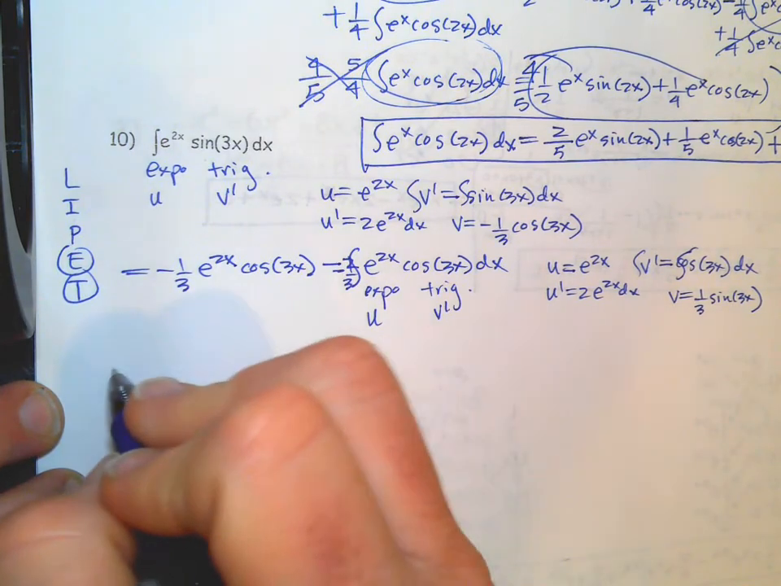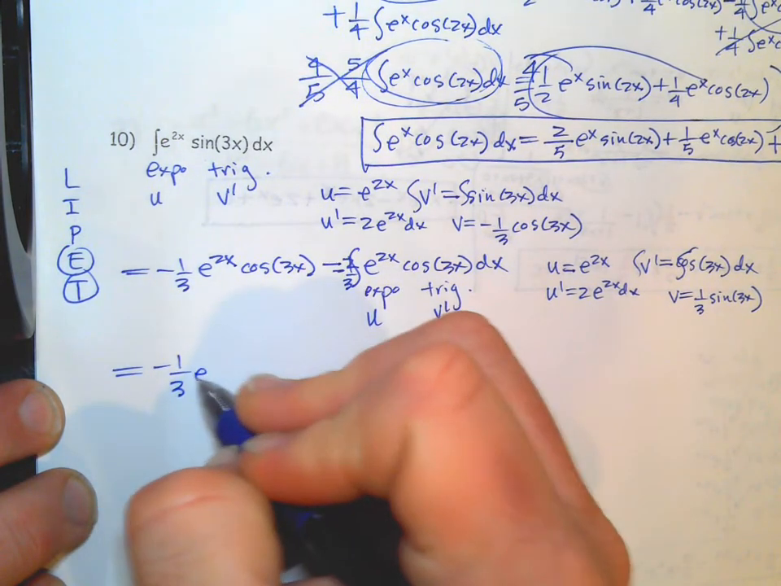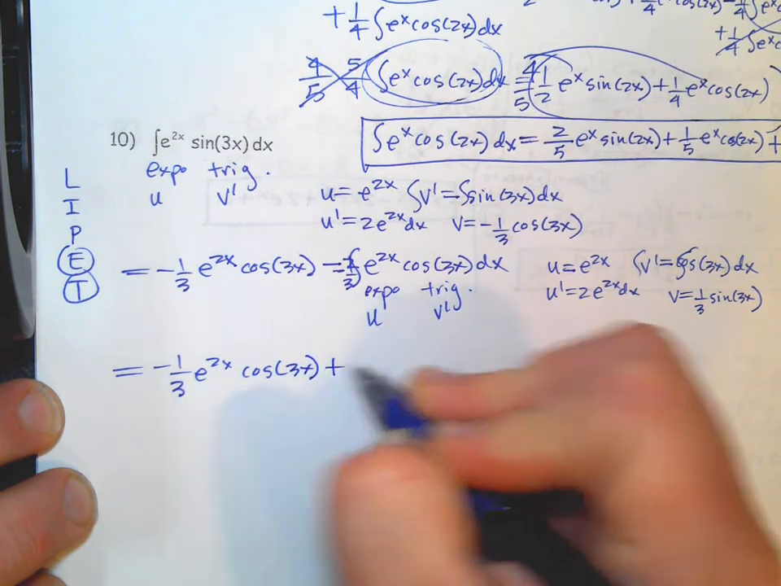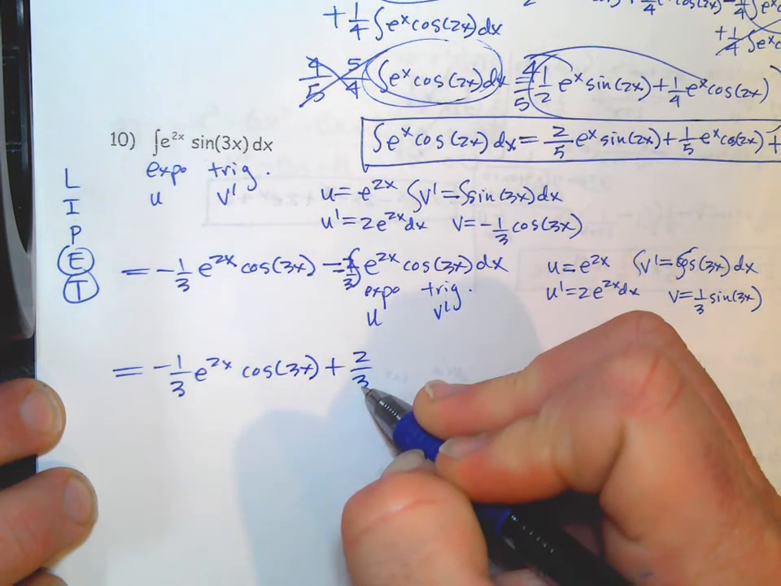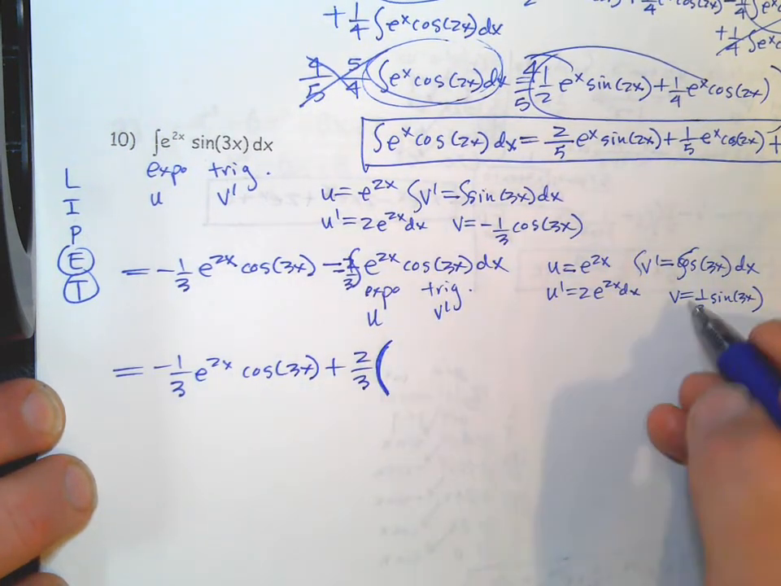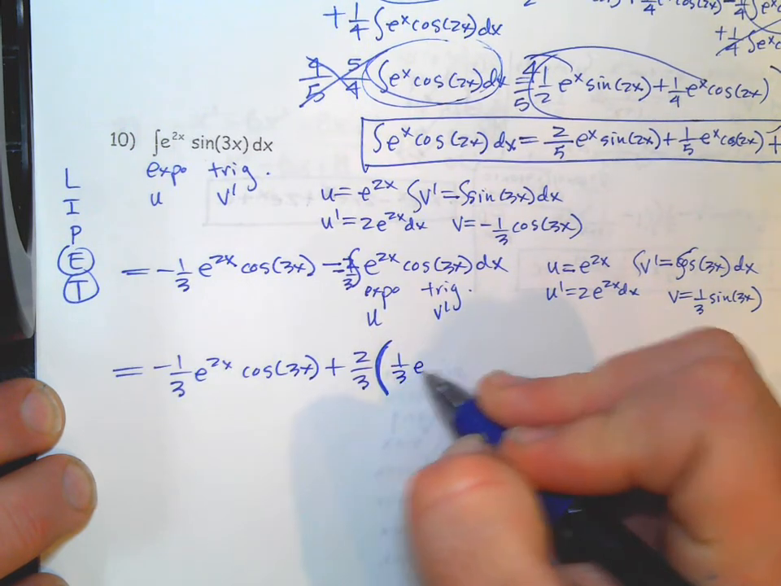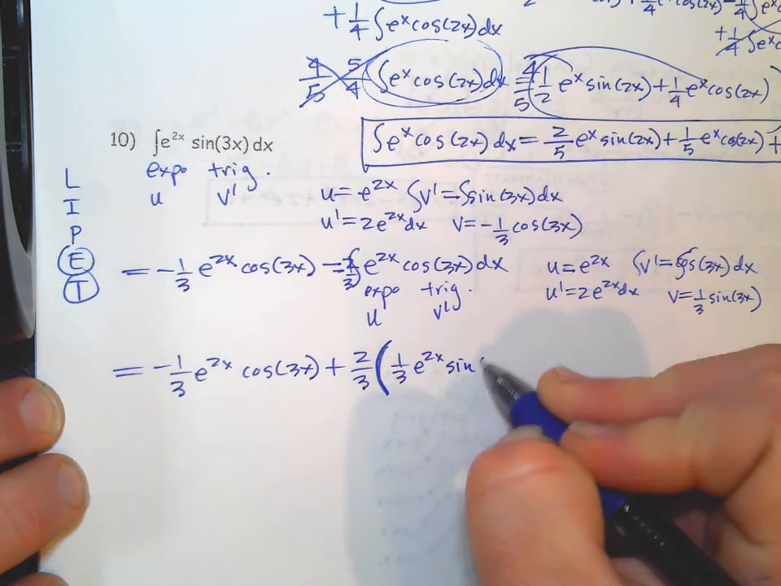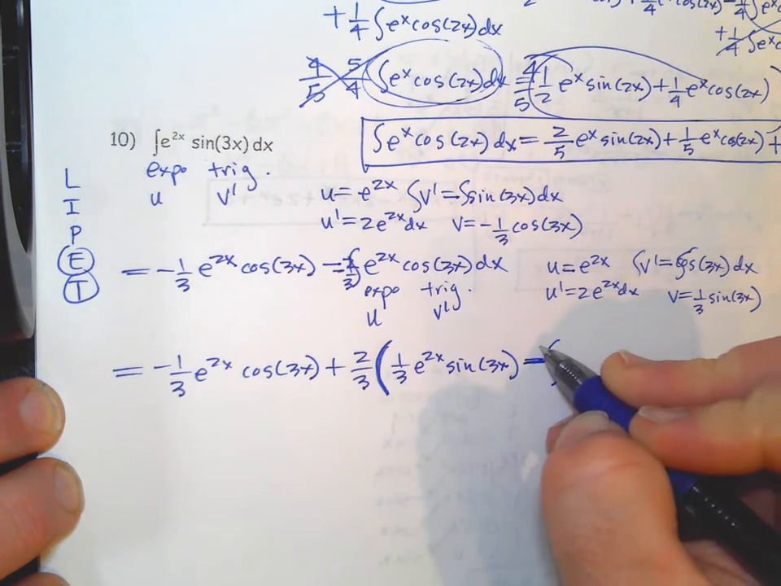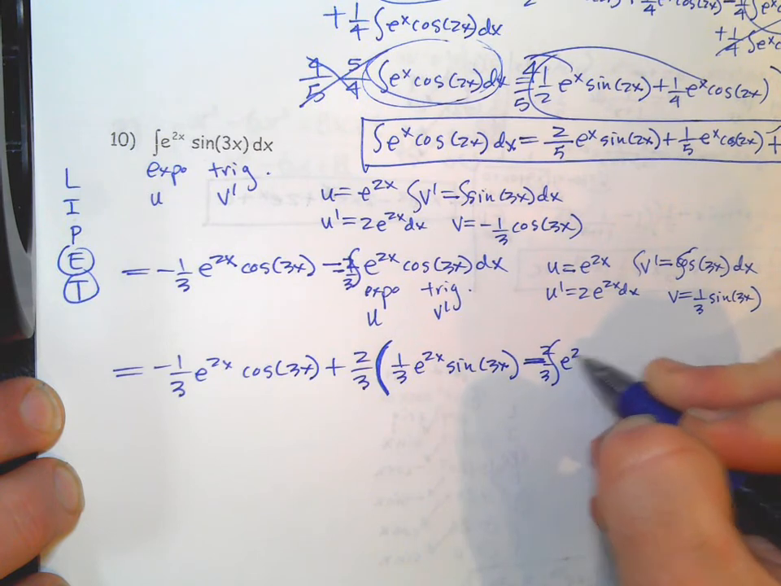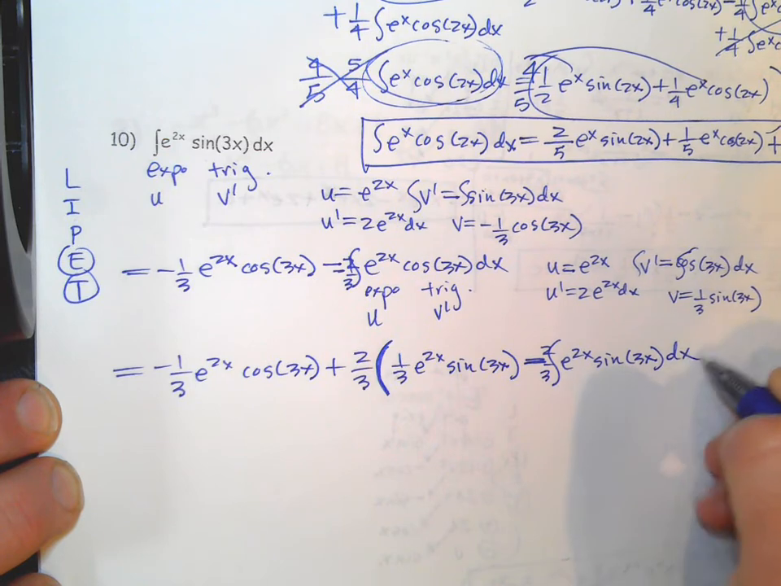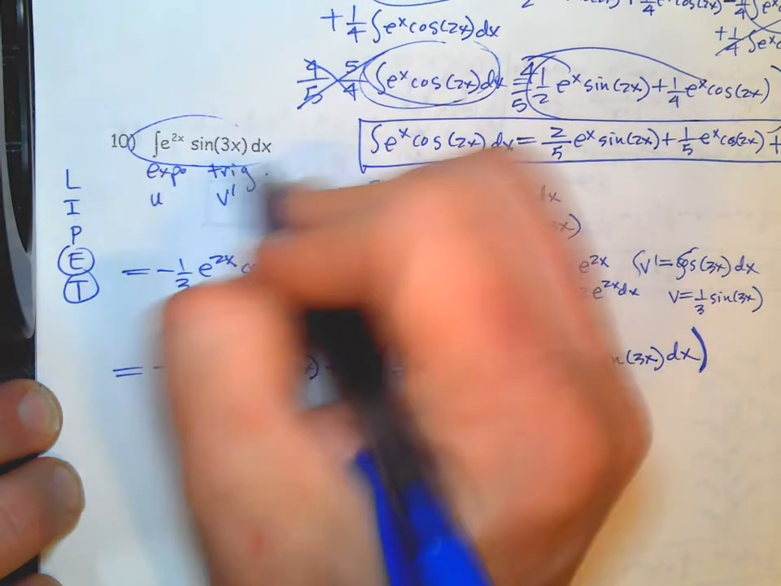Okay, so we're going to write it. It's going to be negative 1/3 e to the 2x cosine 3x plus 2/3. Now all the new stuff is going to be in parentheses, so be very careful. There's a lot of easy mistakes to make. UV, 1/3 e to the 2x sine 3x minus the integral of the two new things. I'm going to put the 2/3 out front. E to the 2x sine 3x dx. Now here's the good news. This matches this.